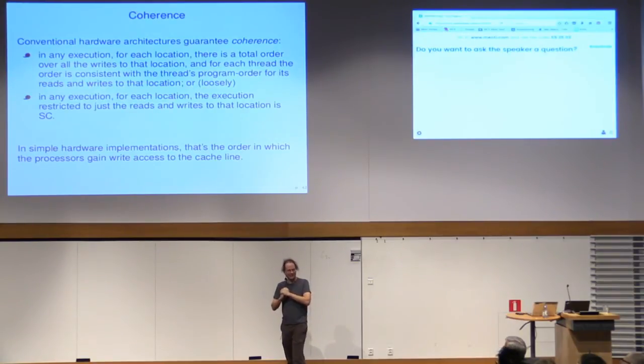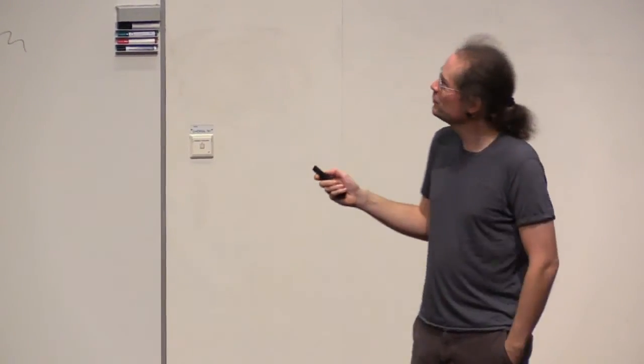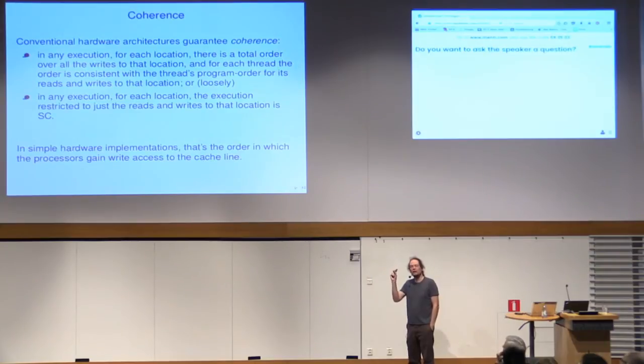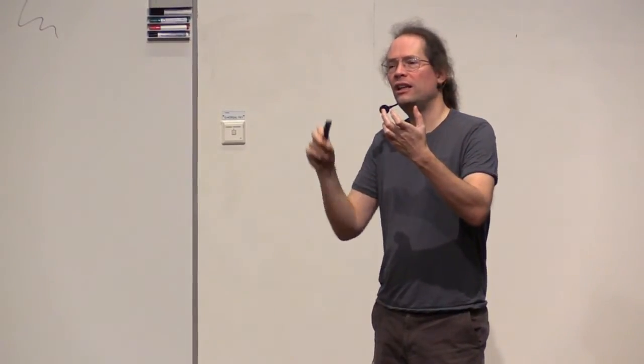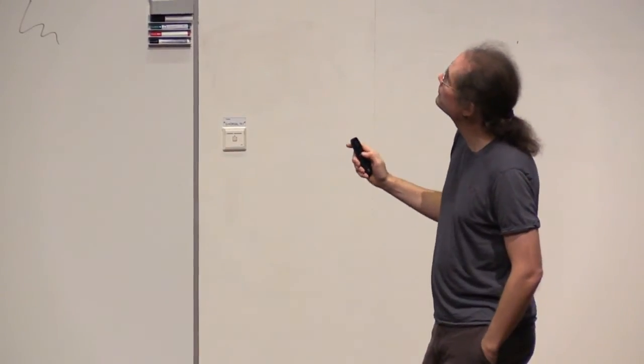You do get some properties. Right? So you do get, as the architects solved the coherence problem, more or less in the 1990s, at least for each location in isolation, you can think of the machine as behaving in a sequentially consistent way. Right? So in any execution, for each location, the execution restricted just to those reads and writes. If you just ignore all of the other reads and writes, then there is a total order of all of those writes and reads in which all the reads read from the most recent writes. So in a simple hardware implementation, that coherence order is the order in which threads get ownership of that cache line. And in fancier hardware implementations, well, there's more going on, but that's the basic thing.